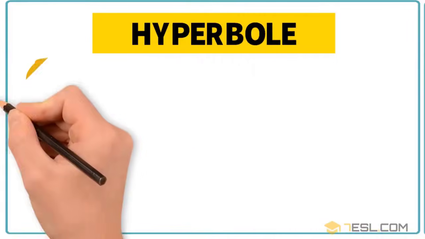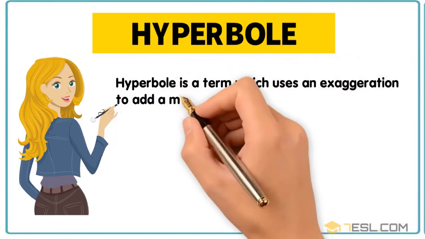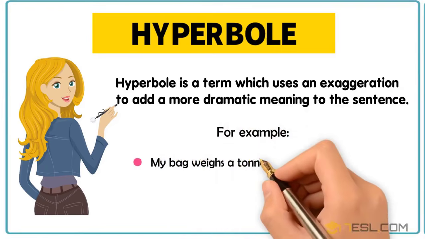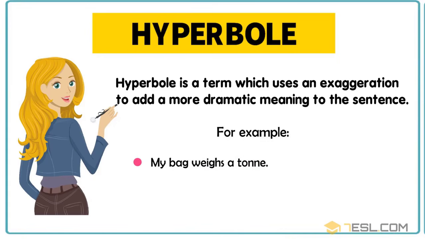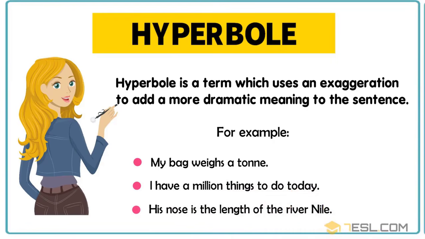Hyperbole. Hyperbole is a term which uses an exaggeration to add a more dramatic meaning to the sentence. For example, my bag weighs a ton. I have a million things to do today. His nose is the length of the river Nile.